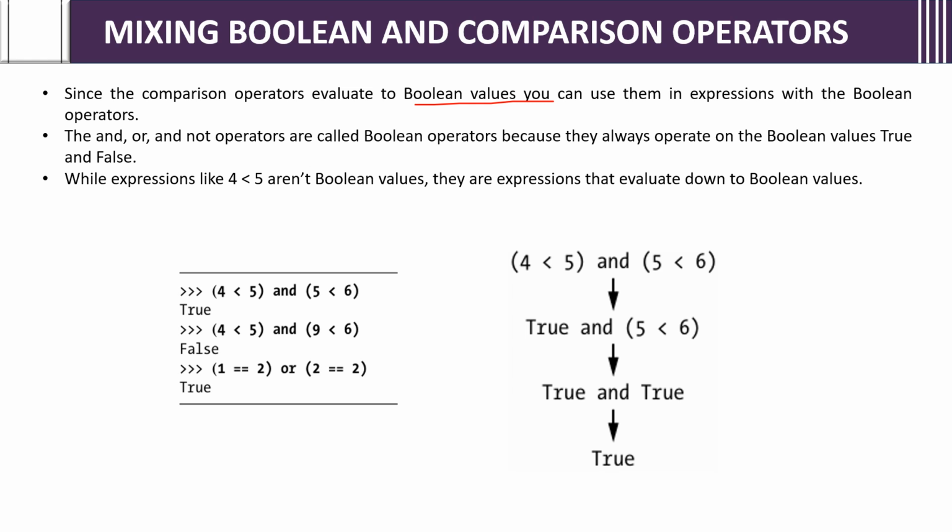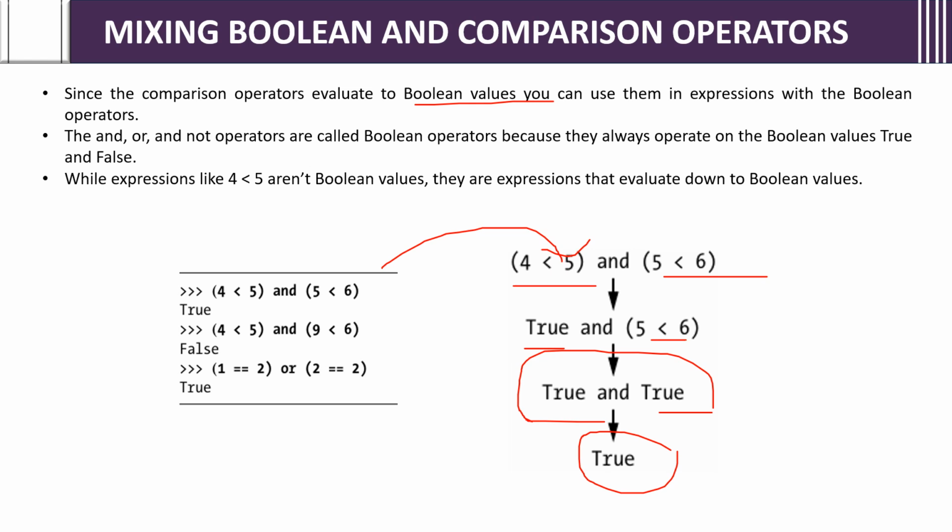The AND, OR and NOT operators are called Boolean operators, as we have just studied, because they always operate on Boolean values true and false. While expressions like 4 < 5 aren't Boolean values, they are expressions that evaluate down to Boolean values. See, 4 < 5 and 5 < 6. First, it will evaluate 4 < 5. It is true. 5 < 6, yes, it is true. True and true. As both are true, you will get true.